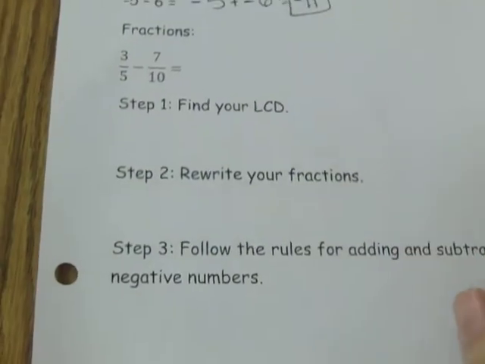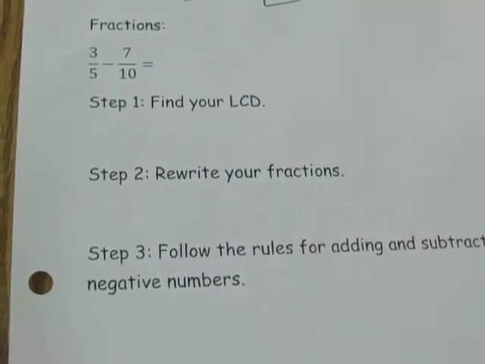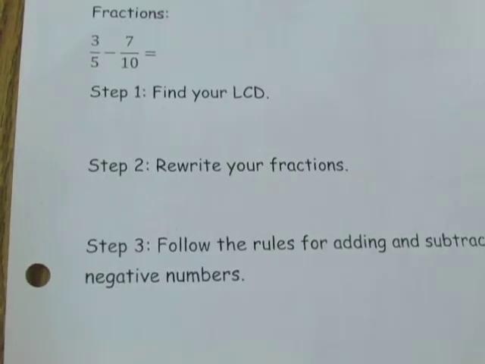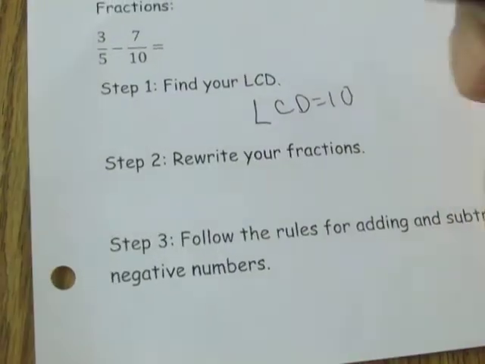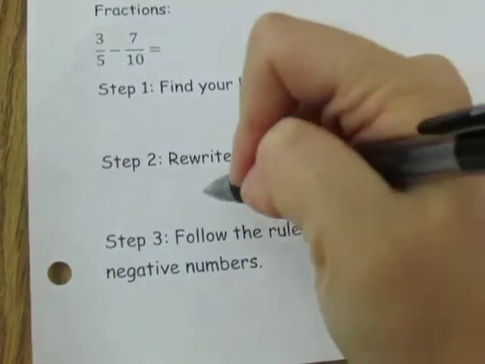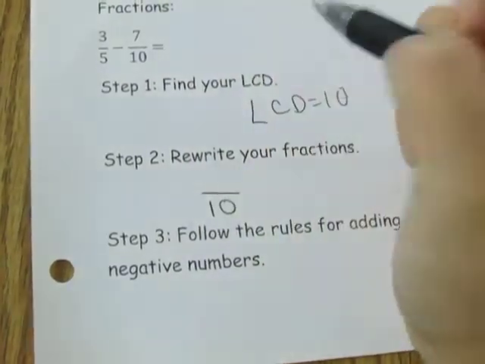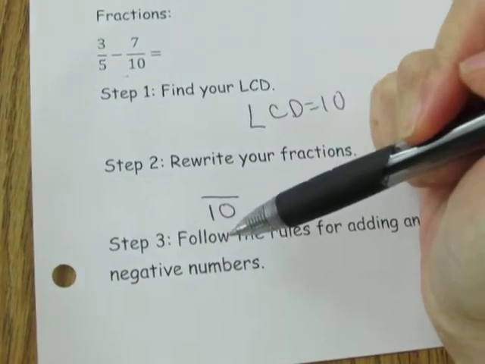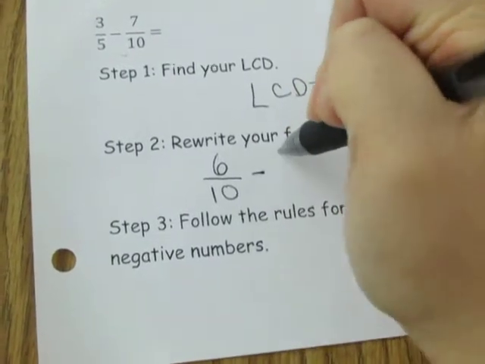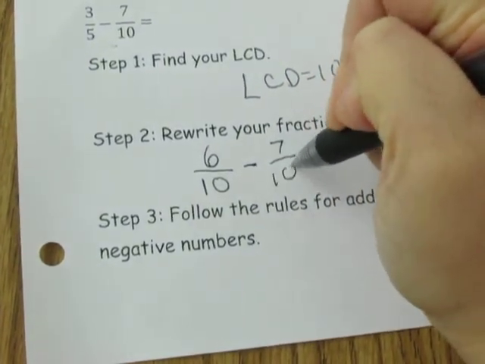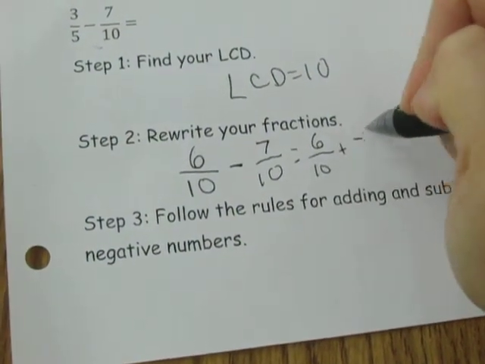Okay, let's try a couple, but let's have it with fractions. So here we have 3/5 minus 7/10. The first thing you're going to want to do is find your LCD. So my LCD in this case is 10. Okay? Now I'm going to rewrite my fractions. I'm going to rewrite 3/5 with the denominator of 10. 5 goes into 10 2 times. 2 times 3 is 6, so 3 over 5 is just 6 over 10. So I have 6 over 10 minus 7 over 10. This is the same as 6 over 10 plus -7 over 10.